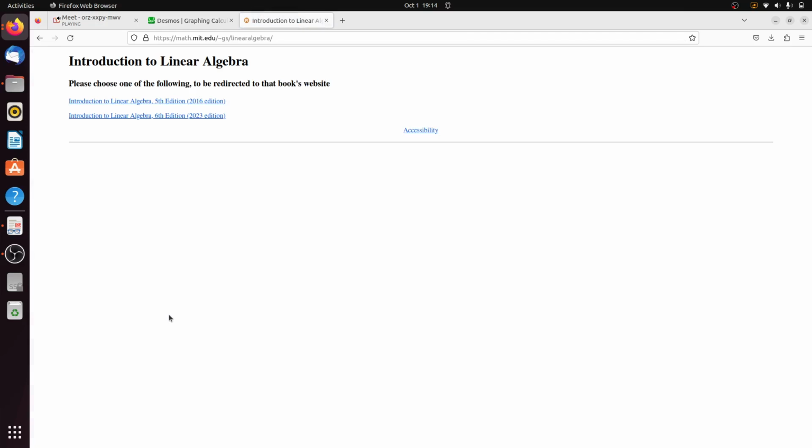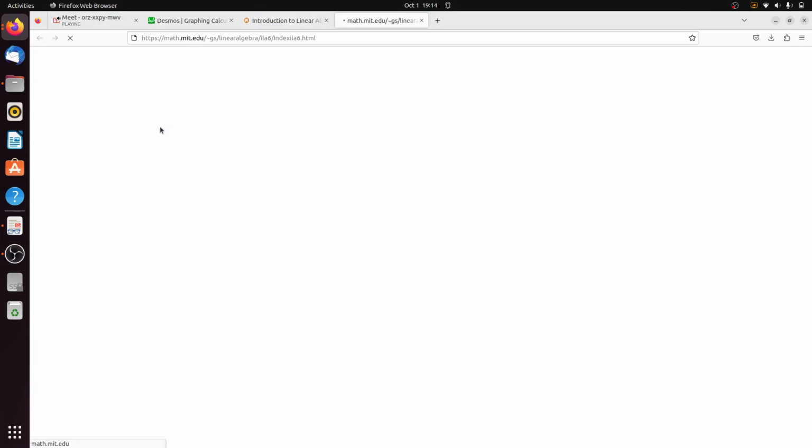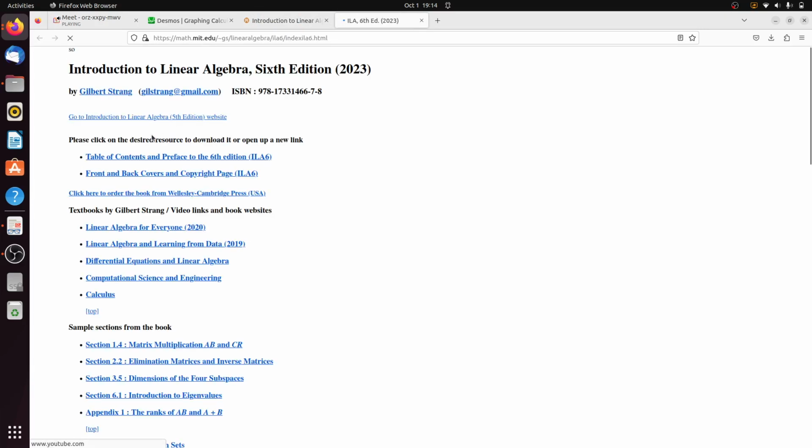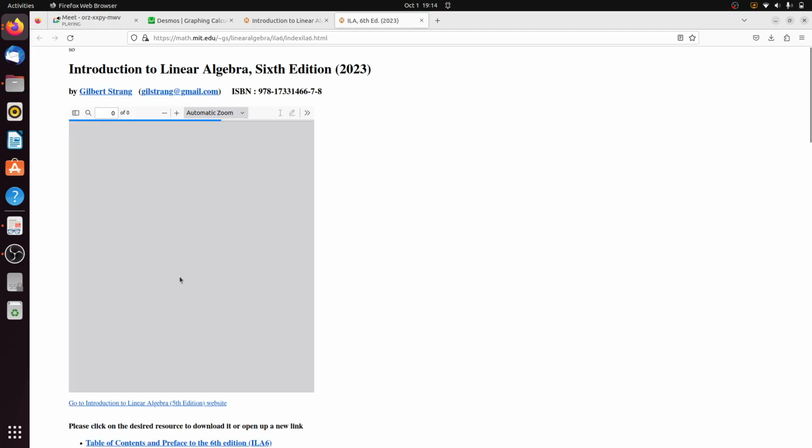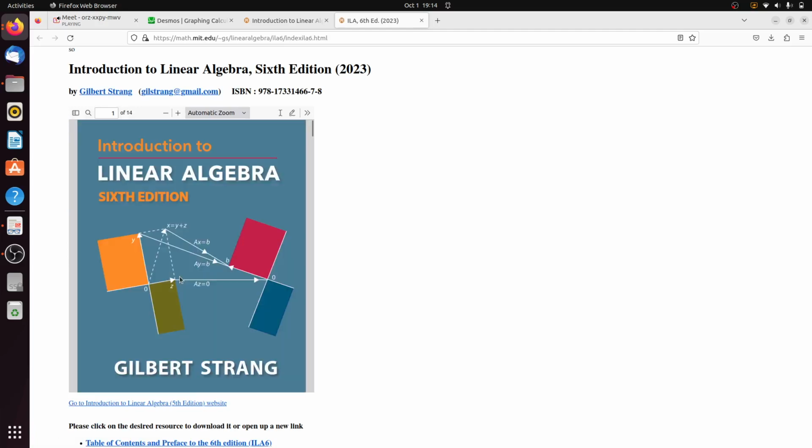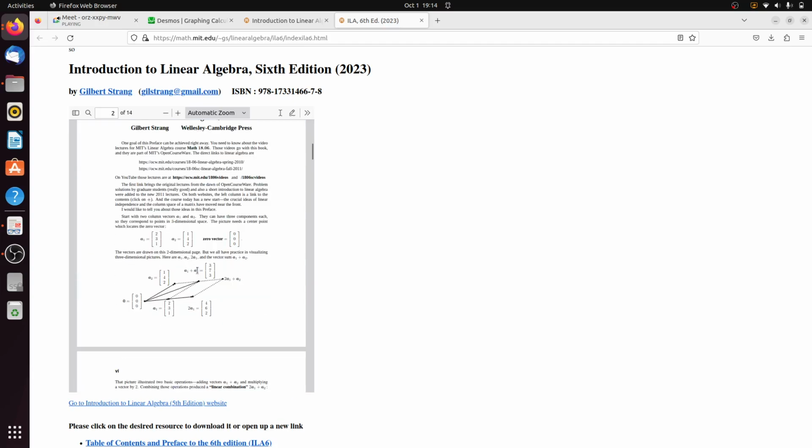There are several books written by Professor Gilbert Strang. There is also one new edition. That is the book, Introduction to Linear Algebra, by Professor Gilbert Strang.